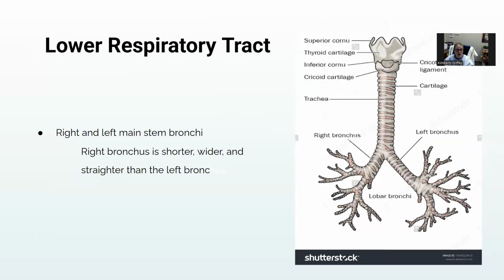Your lower respiratory tract has the right and left main stem bronchi. So the right bronchus is shorter, wider, and straighter than the left. So oftentimes when somebody's being intubated, they'll enter the right bronchus if the tube goes too far. And since that's shorter and wider, you're typically going to develop more aspiration pneumonia there, just because it is wider and so fluid will pool there. And then the left bronchus is smaller in diameter and is slightly more horizontal than the right side.